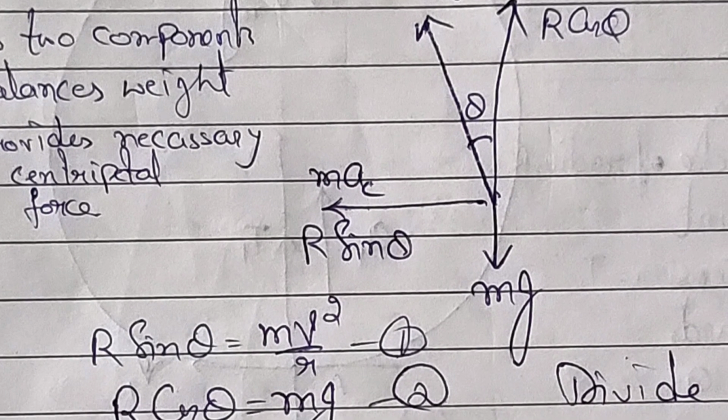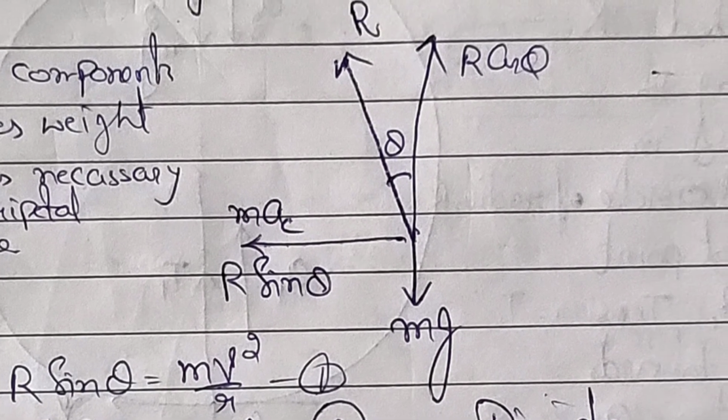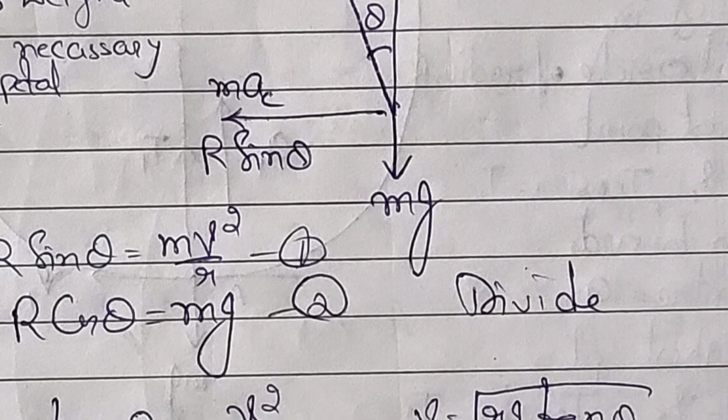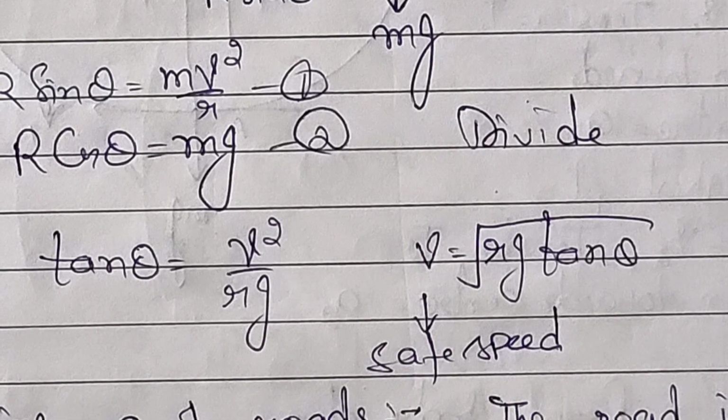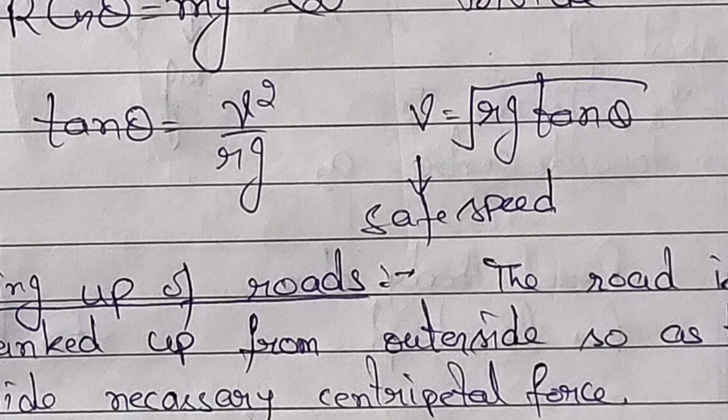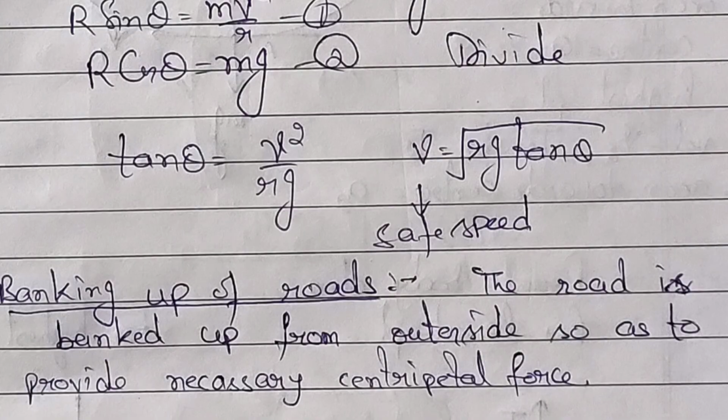Suppose this is a diagram of a cyclist. I have made a free body diagram. Resolve R into two components, R cos theta and R sin theta. R cos theta is balanced by the weight mg and R sin theta is balanced by the centripetal force. So from these two equations you will get the value of velocity, that is equal to root of r g tan theta. This is the safe speed with which a cyclist must move on a circular track.